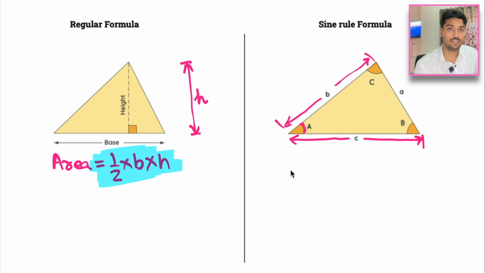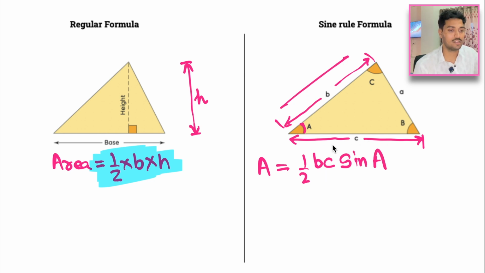in that case we can use the sine rule formula, that is area of the triangle is equal to half, in this case the side lengths B into C, and sine A, half BC sine A. So with this side, this side and this angle, we can use this formula to find the area of non-right angle triangles.